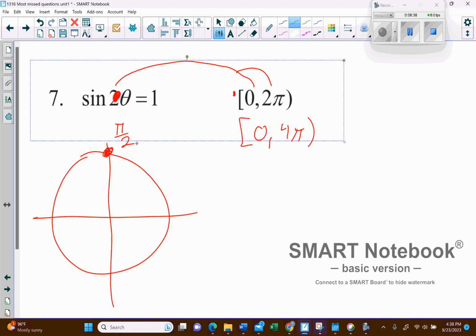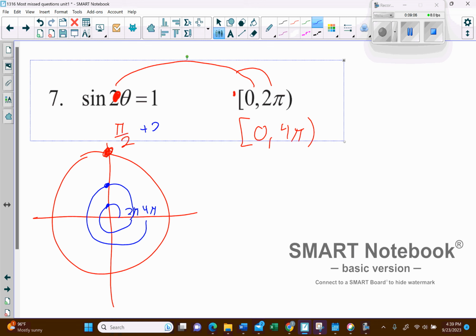And that's it. So going around the unit circle once is 2 pi, and then going around again would be 4 pi. So what I can do is go here and find one at pi over 2. That's one of my solutions, right? And then I can go all the way around a second time, basically adding 2 pi to this.